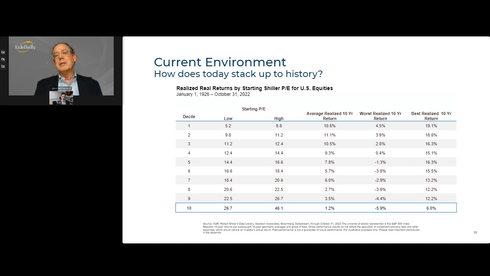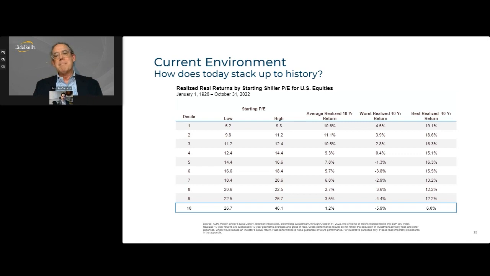And if we look at the 10-year periods following these pricey markets, you can see that the returns are quite muted. The average realized 10-year return following a PE ratio that's this high is 1.2%, where the best return was not a great 6%, right?